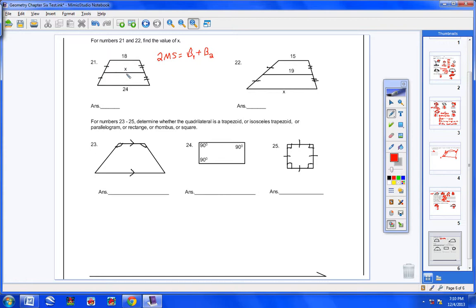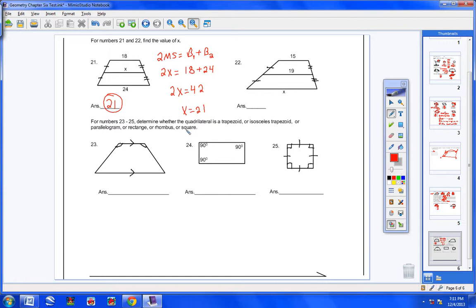Notice the x is on the midsegment. So 2 times your midsegment, or in other words, 2 times x equals base 1 plus base 2. It doesn't matter which one of these two you call base 1 and which one you call base 2. I'm just going to put an 18 for base 1 and a 24 for base 2. Isn't that easy? So for the midsegment, I put an x. For base 1, 18. For base 2, 24. Now let's solve for x. 2x equals 42. Divide by 2, x equals 21. So there we go.